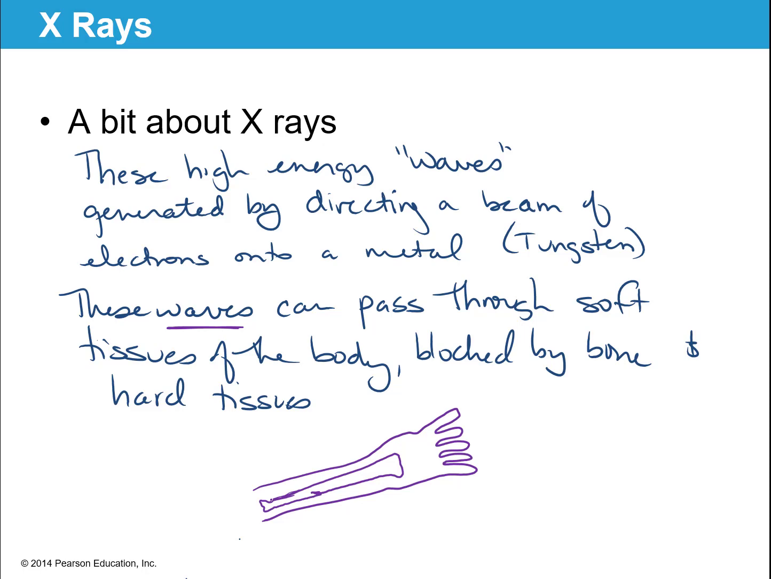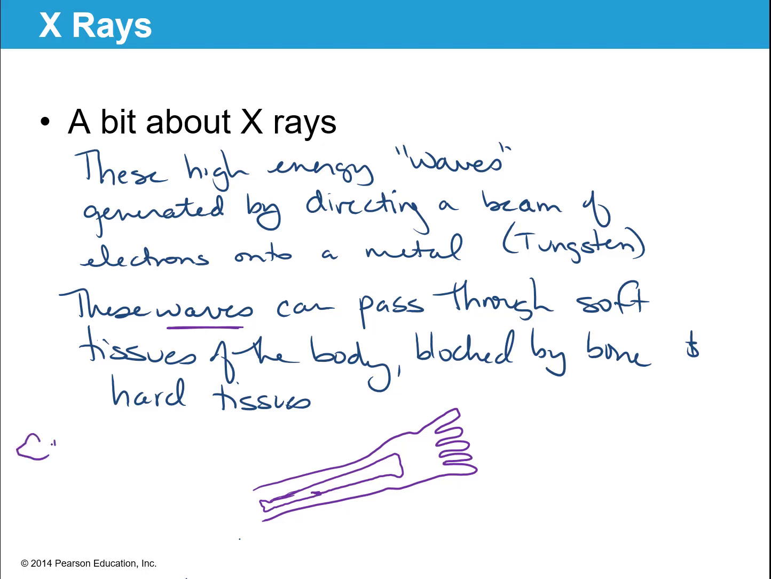So if you think that you've got an injury, you go, and now it's all digital. They have a digital film that captures this energy. So you lay your arm down, they put the film underneath, and then that energy is exposed. Anything soft, the X-ray passes straight through and exposes the film. But the bone is going to block the energy, and that then creates the outline of your bone, the outline of the hard tissues that they're looking at.